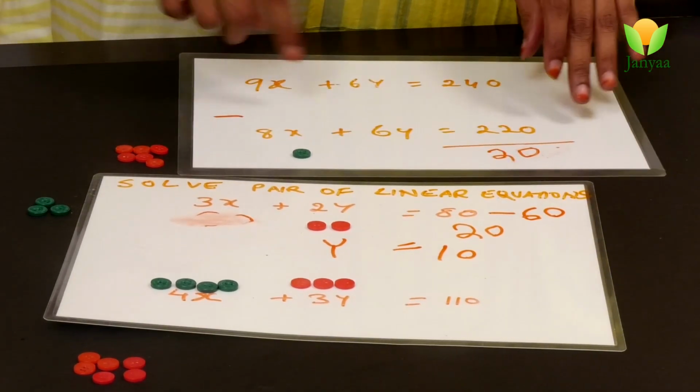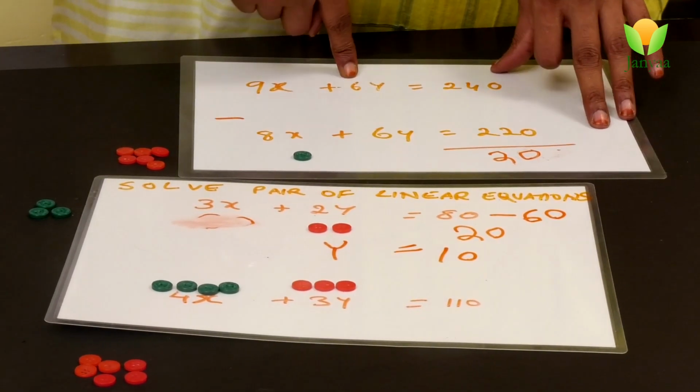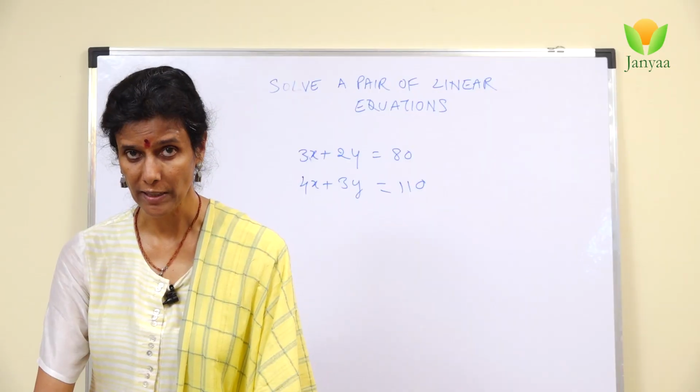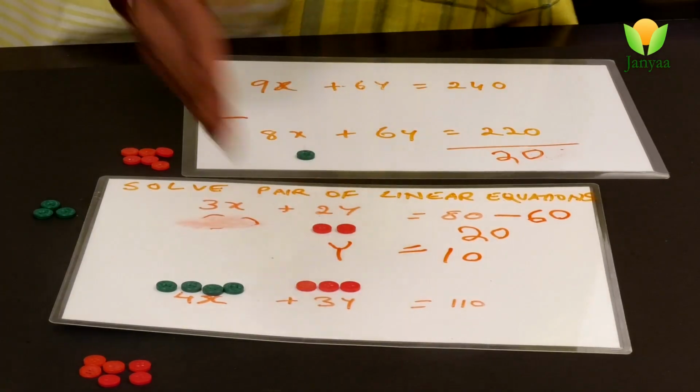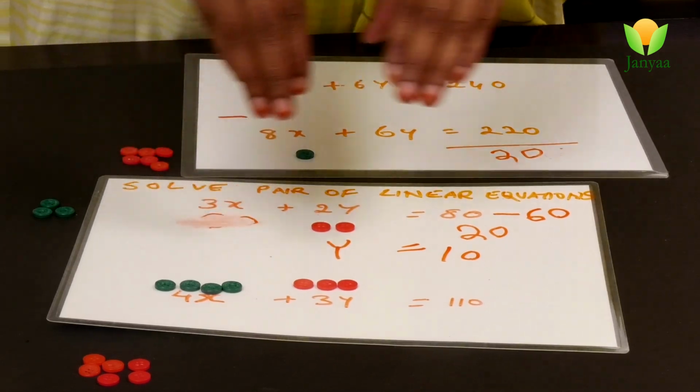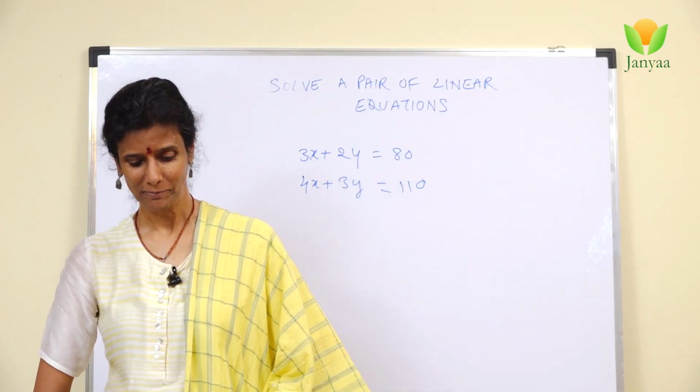Good? So basically you have to normalize one variable. Here 3 by 2y, we normalized it. We subtracted one from the other so that one variable goes away. So we get the value of x. Then once you have the value of x, you get the value of y. Okay?